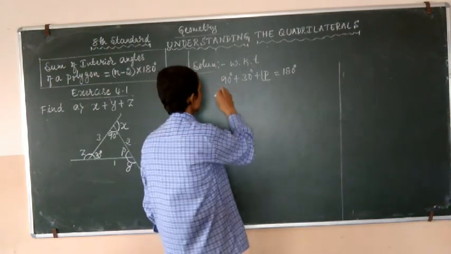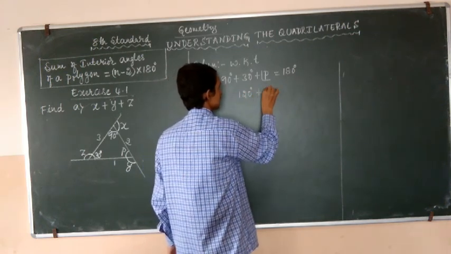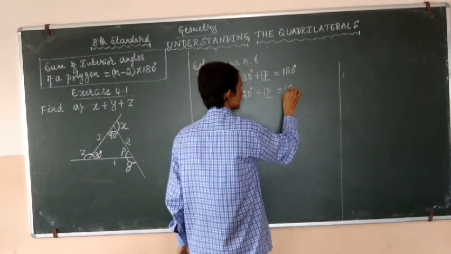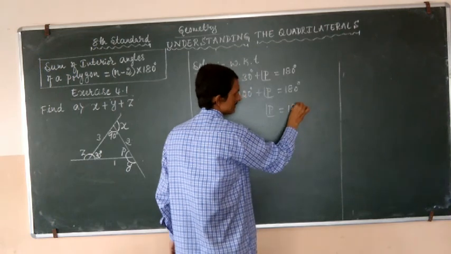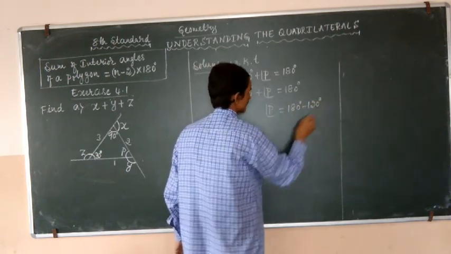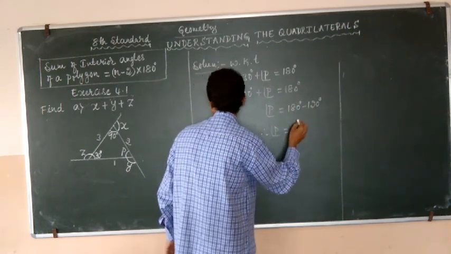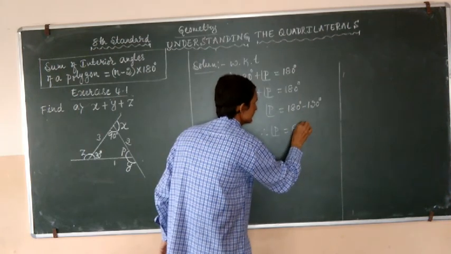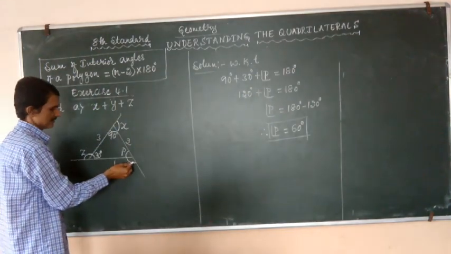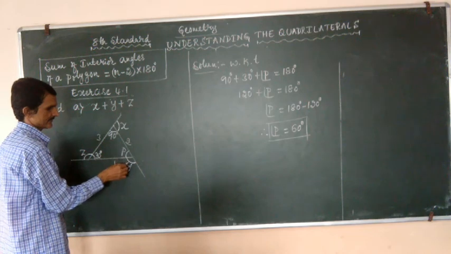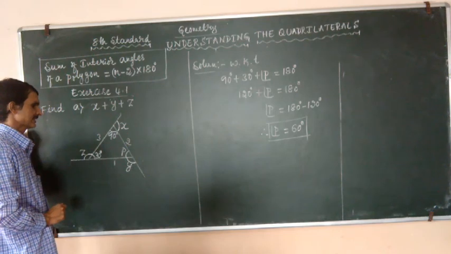So if you add 90 plus 30 it is 120, plus angle P equals 180 degree. Therefore, angle P equals 180 minus 120 degree. So therefore, angle P will be equal to 60 degree. Angle P is the linear pair of angle Y. Angle Y is P, so this will be 60 degree.